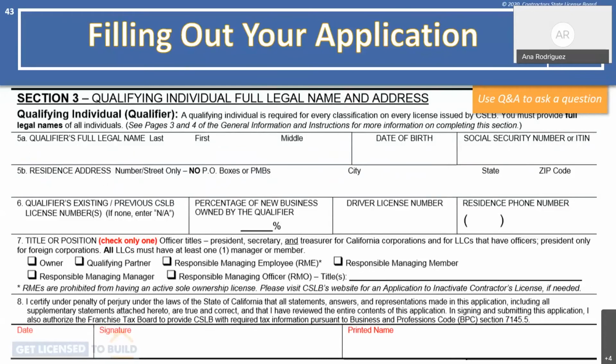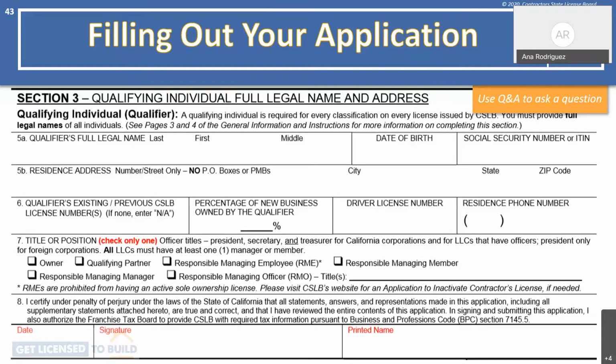In section 3, you will list the qualifier's information. Remember, the qualifier is a person that meets the experience requirements and will be responsible for the direct supervision and control of construction projects. The qualifier will be the person taking the examinations. On line 6, you will list any previous or current license numbers you've held. You will also need to list the percentage of new business owned by the qualifier. For example, if you are the only person that will be listed on the license, you would enter 100% here.